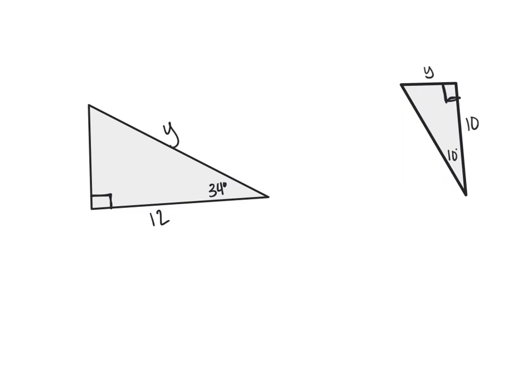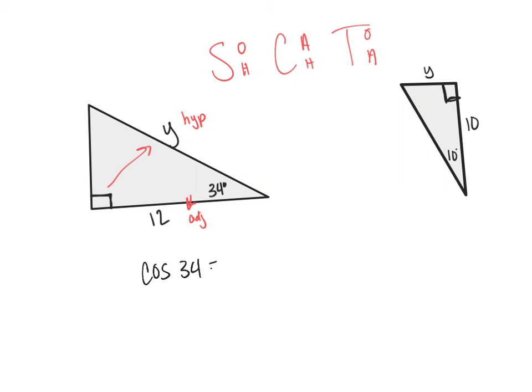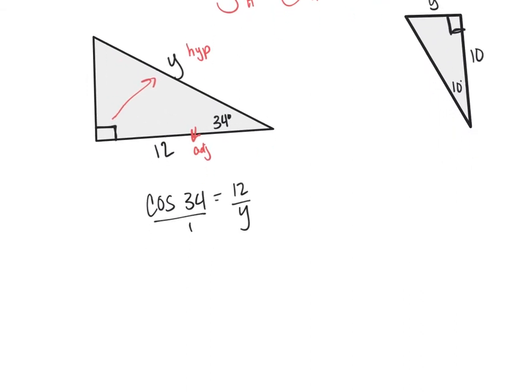Let's look at these next two as practice problems. Looking at the 34, the 12 is next to it, so that would be my adjacent side. And the y is opposite the 90-degree angle, so that's going to be my hypotenuse. And if I look at my SOHCAHTOA mnemonic to help me remember, I see that I have the adjacent and the hypotenuse, which tells me that I'm going to use my cosine ratio. So again, showing my work to set up my equation, I would write the cosine of 34 is equal to 12 over y. And then again, I'm going to put it over 1 and use my cross products property to solve.